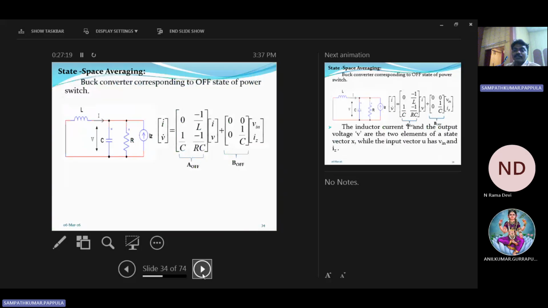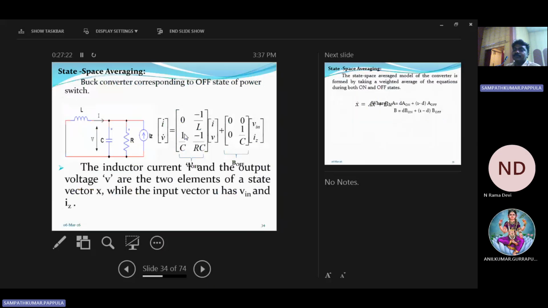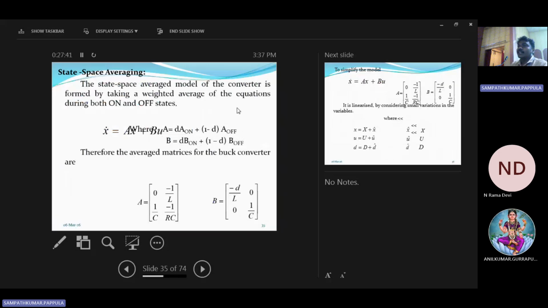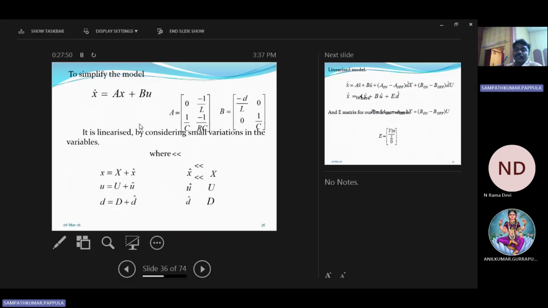Okay. And the second one, A off, is nothing but the A matrix belonging to the turn off condition of the main MOSFET. B off means the B matrix corresponding to the turn off condition of the main MOSFET. Okay. These two cases we already explained in the working principle. By taking the average of those, finally we are getting the A matrix and B matrix.